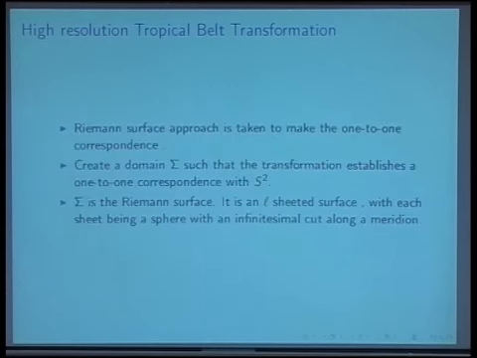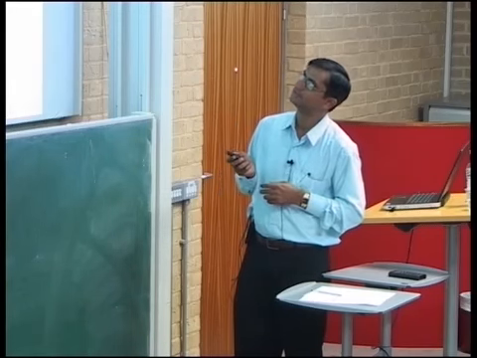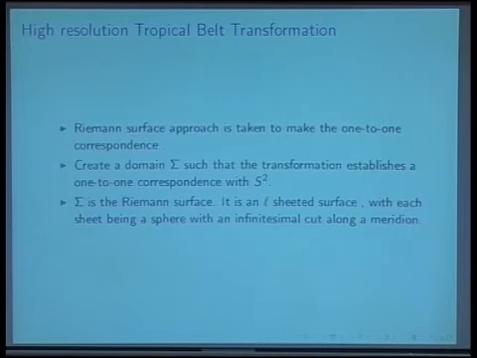For that, a Riemann surface approach is taken. The Riemann surface approach is to make it one to one. So here we create a domain for the lambda prime phi prime coordinate. The domain is called sigma, in such a way that it becomes single valued there. This Riemann surface is an L sheeted surface, where each sheet is a sphere itself with a cut along a meridian.